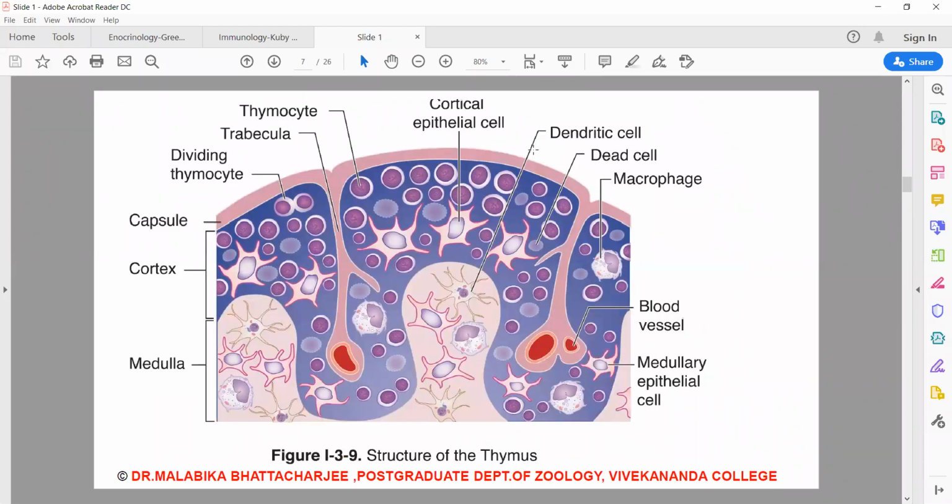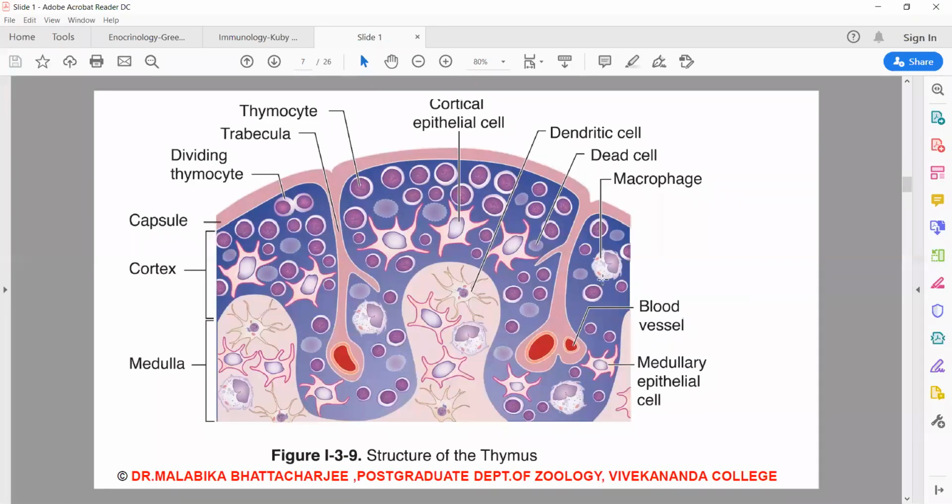Now this is a picture of the thymus. If we look at this picture, it clearly distinguishes three regions of the thymus. This is the capsule, as you can see, it's written capsule. This is the cortex, and these are the medullary region. We'll be coming to the cells one after another.